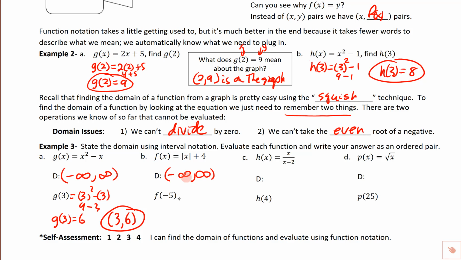And then we want to find f of negative 5. So we're going to put a negative 5 wherever there's an x.